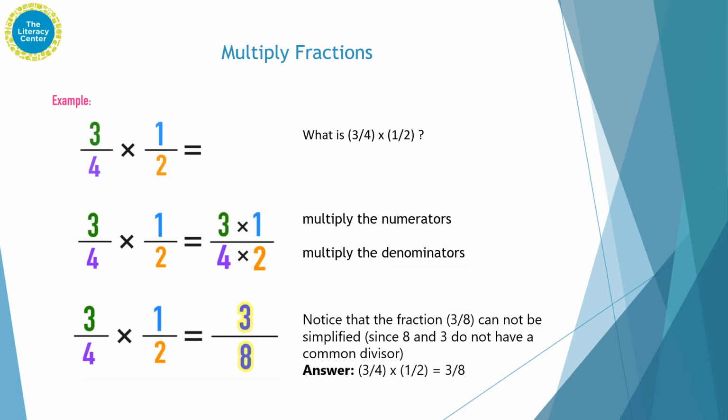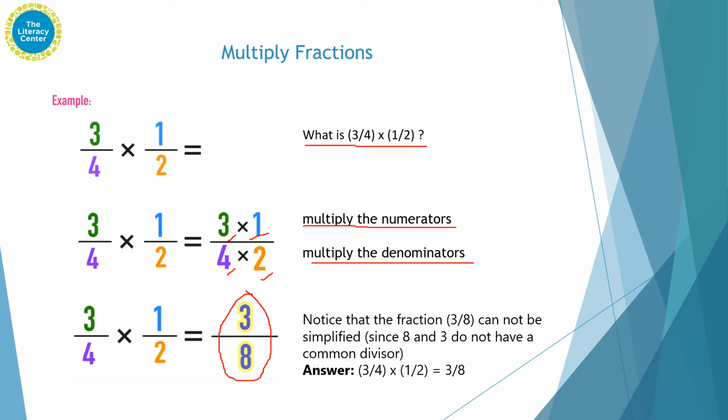So let's see some examples here to solve this equation. 3 by 4 multiplied by 1 by 2. Can you multiply these two fractions? Yes. How do we do it? Multiply the numerators, that would be 3 into 1. Then multiply the denominators, that would be 4 into 2. And our result would be 3 by 8.